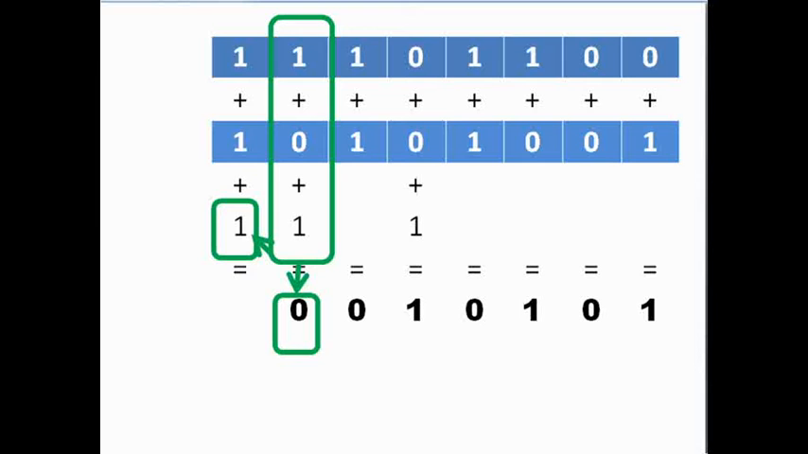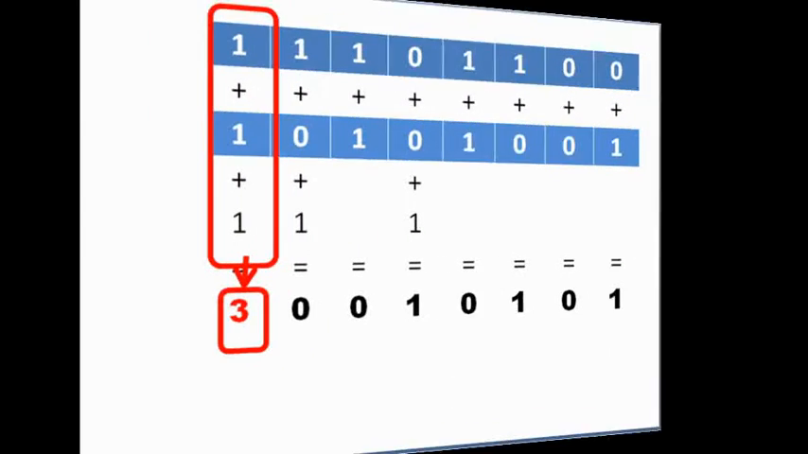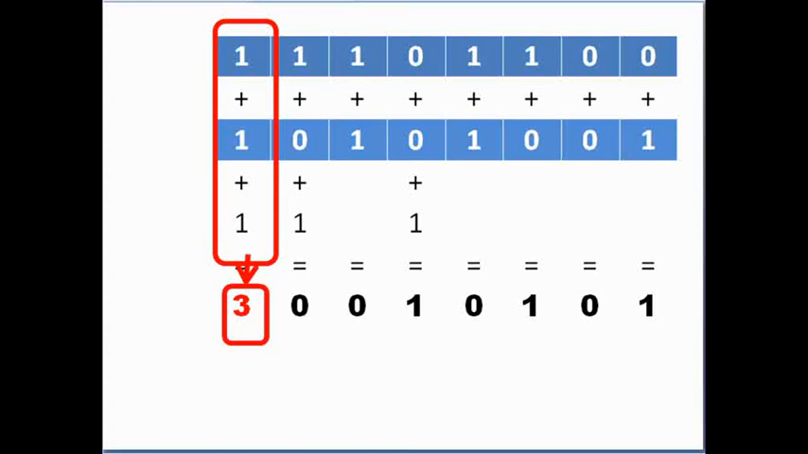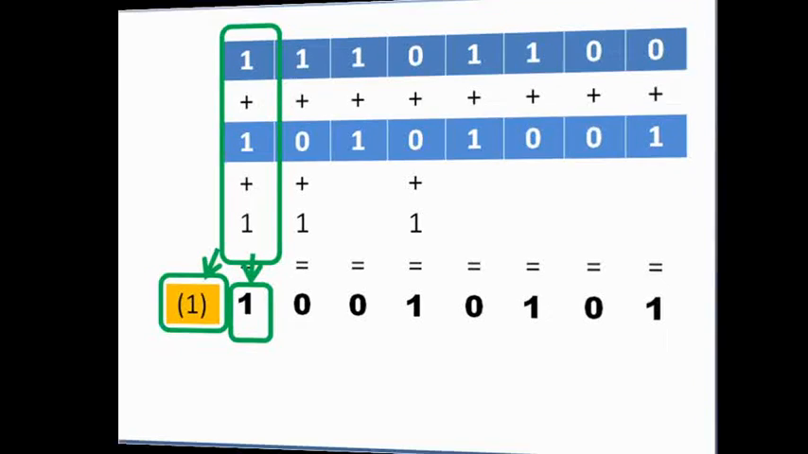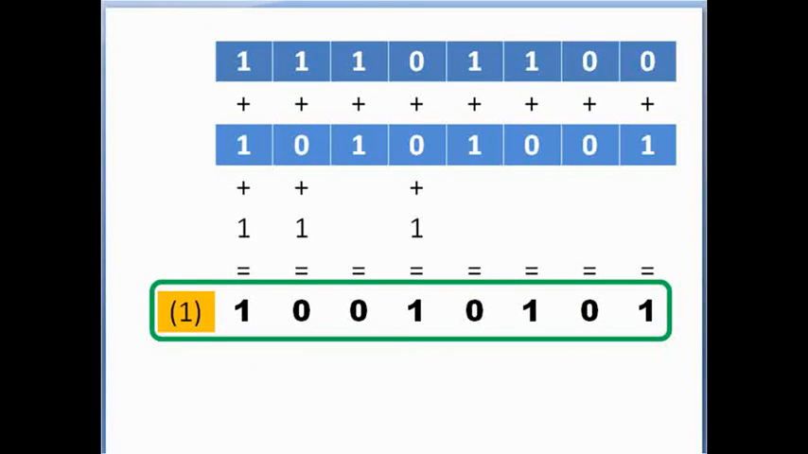This has given us a new problem with the last row, because we're adding 1 and 1 plus the additional 1 we've carried over, which gives us the result 3. We can't have 3 in binary code. So what we do is we carry 1 over as if the result was 2, but because the result is 3, we also keep 1 here. This gives us the result 1, 1, 0, 0, 1, 0, 1, 0, 1 as the final result.